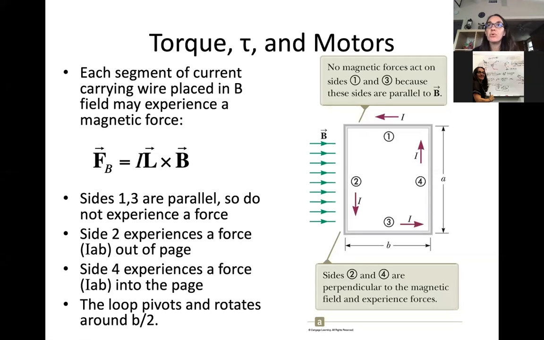I've just created a motor. I've created a motor by running current through a loop of wire and then placing it in a magnetic field. And this is what motors are. A motor uses current to do mechanical work. Now I can use that rotation to turn a car wheel or something like that. Like an electric motor in a Tesla. It's going to run current. That current's going to make something turn.